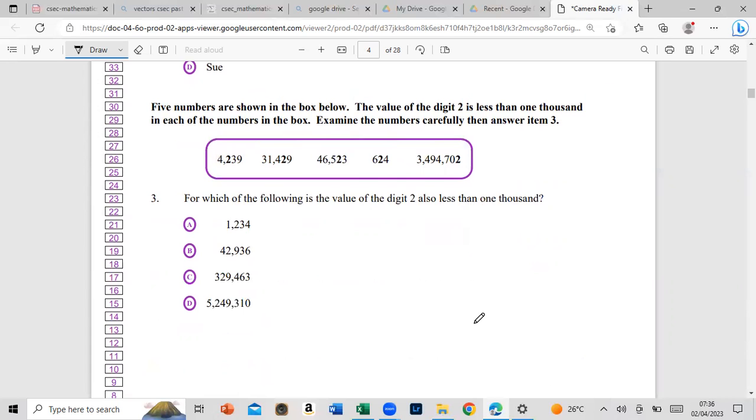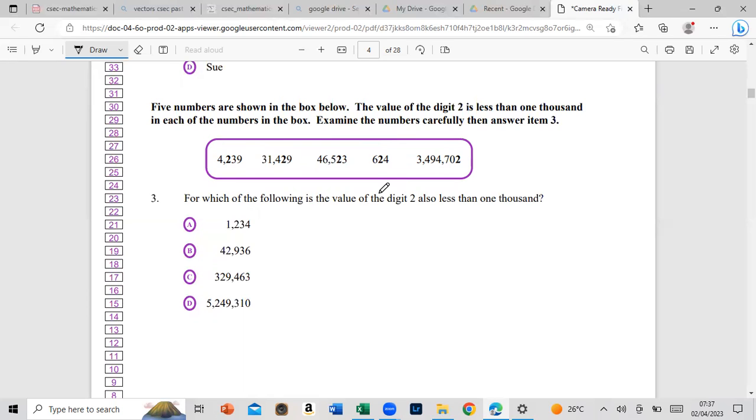Alright, let's move on to 3. 5 numbers are shown in the box below. The value of the digit 2 is less than 1000 in each of the numbers in the box. So notice that they highlight for you, right? So the value of this is 200, the value of this is 20, the value of 2 here is 20, 20 also, and this is 2 units. So guys, read carefully and then you can see what they are asking of you.